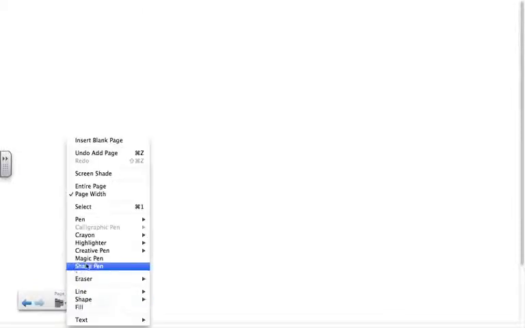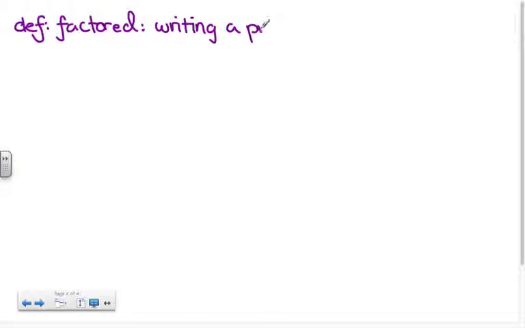So your book defines it as the reverse of multiplication, but that is true, but it's not at the same time. So, definition of a factored form. As your book says, writing a product in 2 or more numbers.